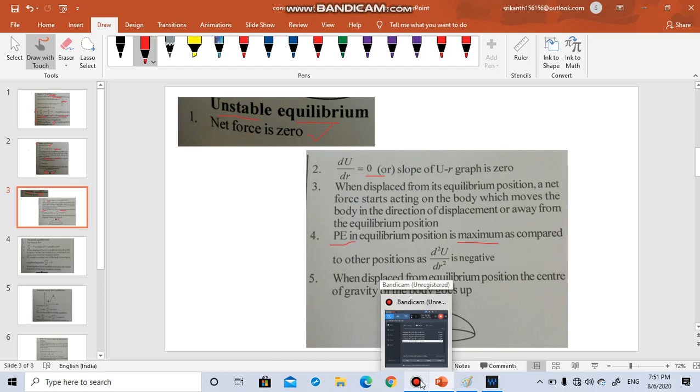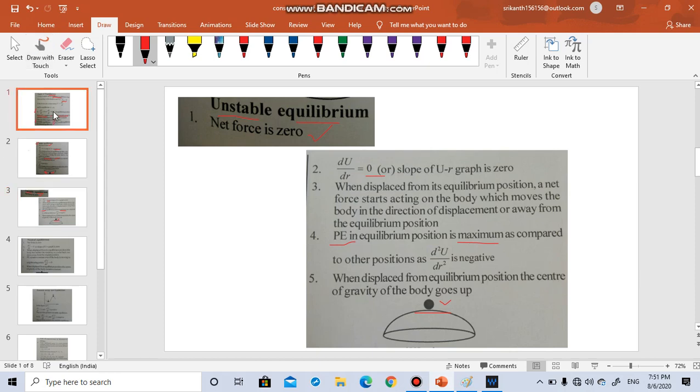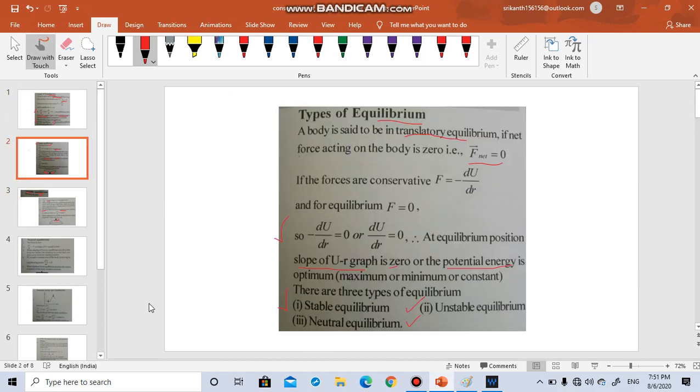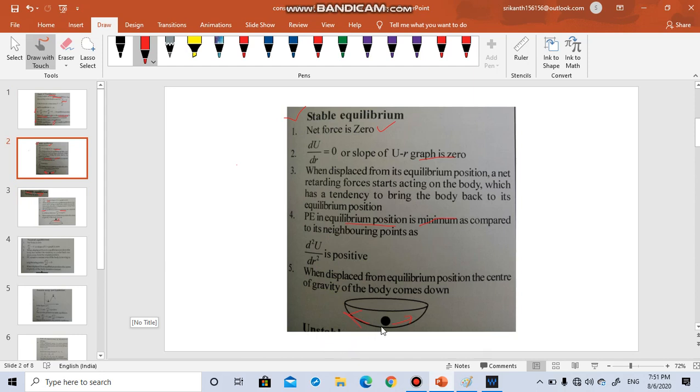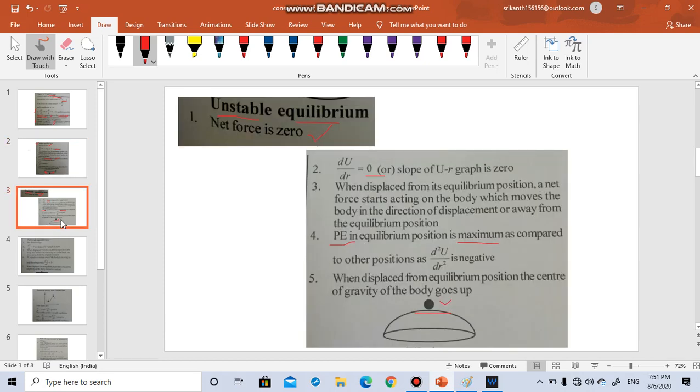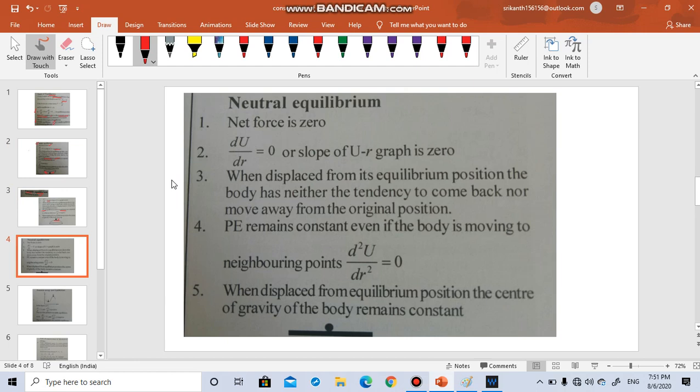Potential is dropping. So that means at this position, the potential energy is maximum, whereas in this case, here the potential energy was minimum. Okay. So this is also a difference between stable equilibrium and unstable equilibrium.